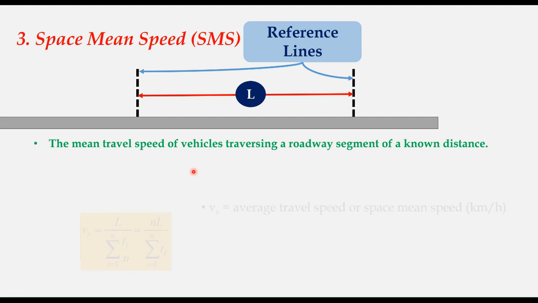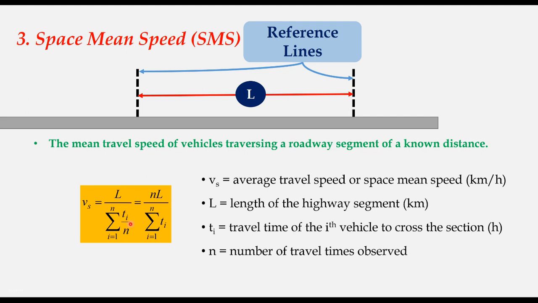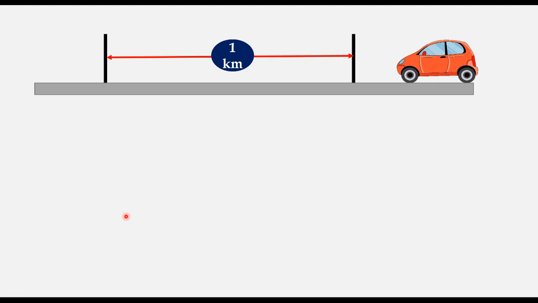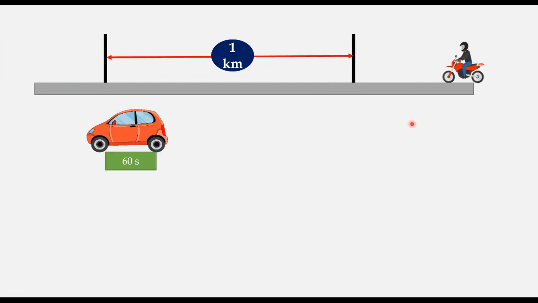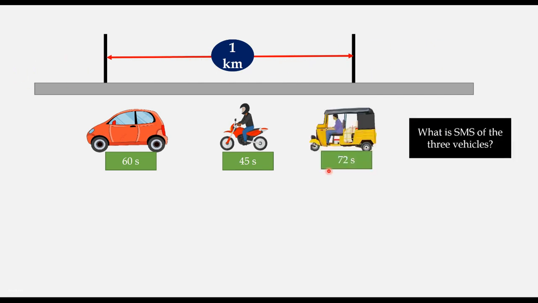So space mean speed is basically the length of the section divided by the average time taken by a series of vehicles, or you can say all vehicles which are traversing the length L. Now again we take an example, let us say you mark a 1 kilometer section on the highway or on the road, and you measure how much time an individual vehicle takes to traverse this 1 kilometer length. Let us say you have three vehicles. The first vehicle takes 60 seconds, second 45 seconds, and third 72 seconds.